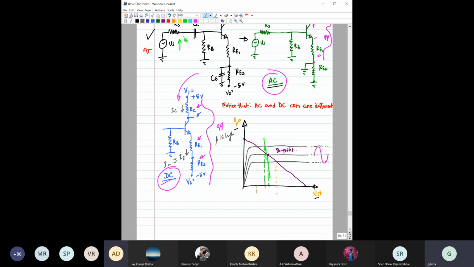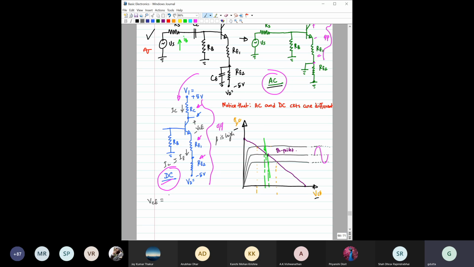So 5 minus ICRC. Okay, see here, we basically need a relation between V of CE and IC. So can you please tell me in terms of this V of CE, then I have to write only one equation. What will be the value of V of C? Can you please tell me directly, or rather expression of V of C? 5 minus ICRC. Right.